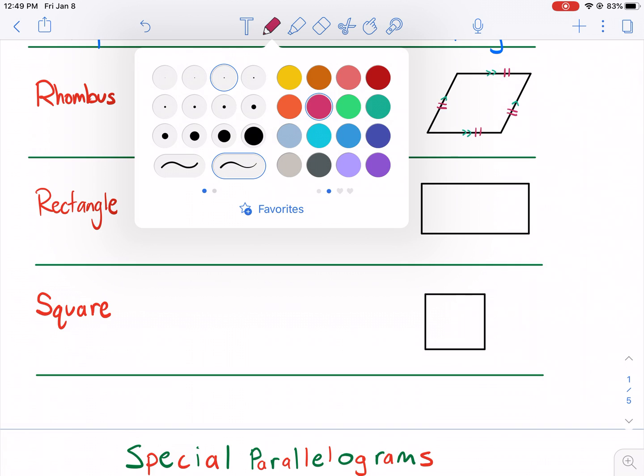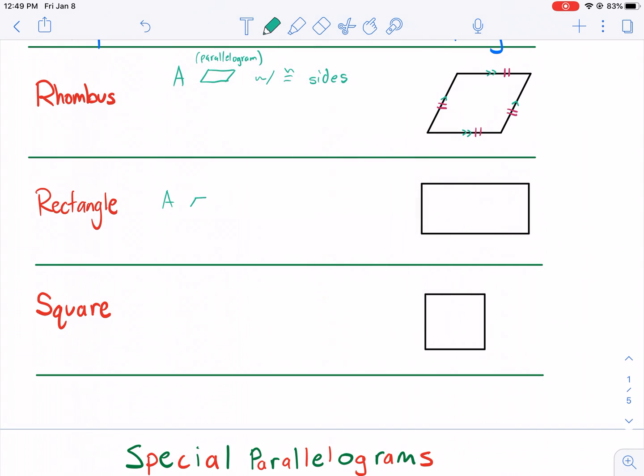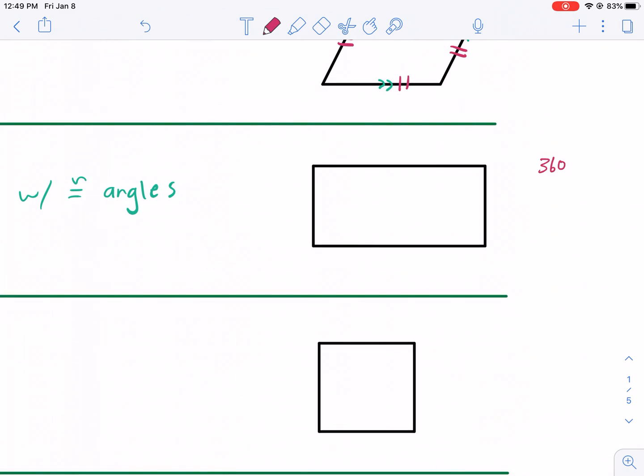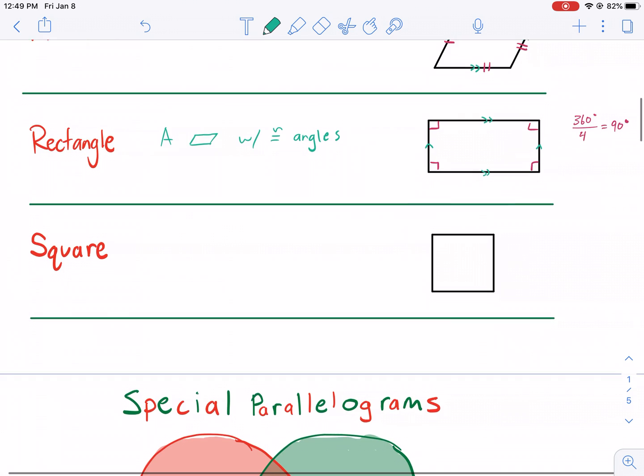Our second one is a rectangle, and it is a parallelogram, now we know what this means, with congruent angles. So rhombus with congruent sides, rectangle is congruent angles. And since a parallelogram is a shape with four sides, that means it has a total sum of angles of 360 degrees. So if we do 360 degrees divided by four angles, then we know that each one needs to be 90 degrees if they're all going to be equal. So a rectangle has 90-degree angles, and of course, because it's a parallelogram, opposite sides are parallel. Okay, rectangle, second special parallelogram.